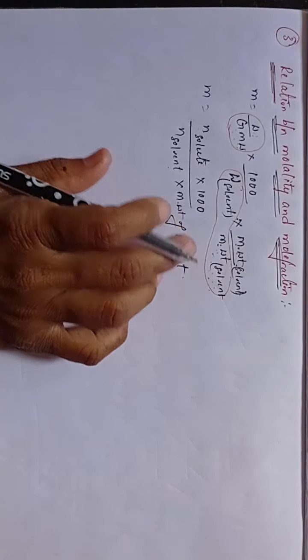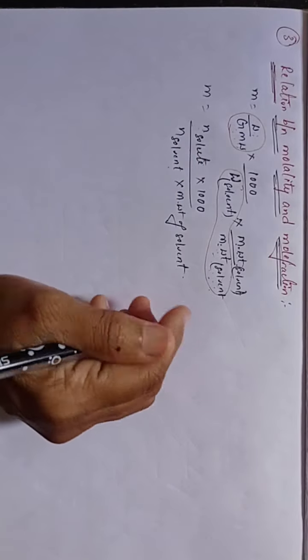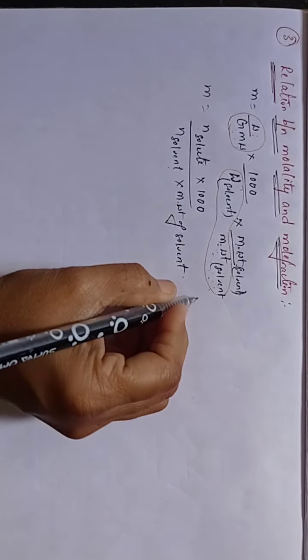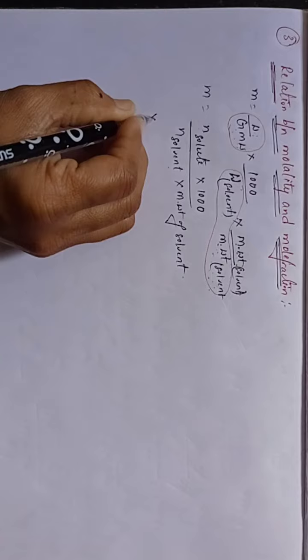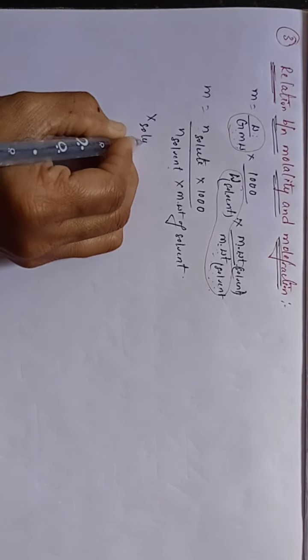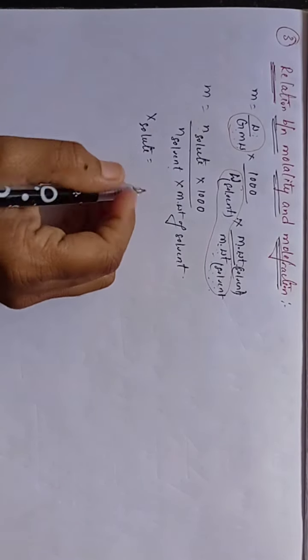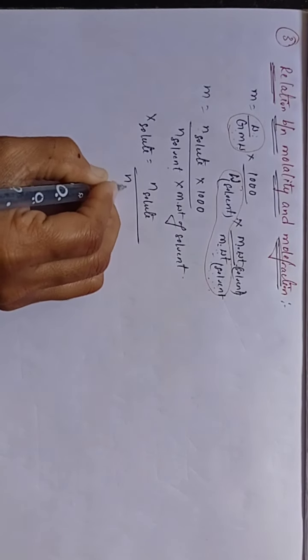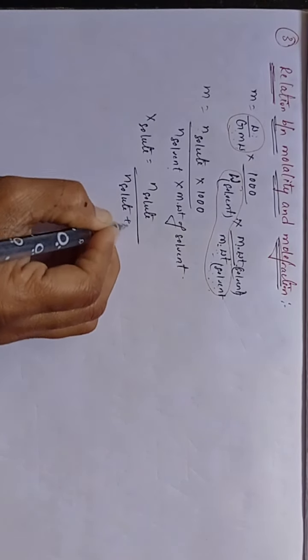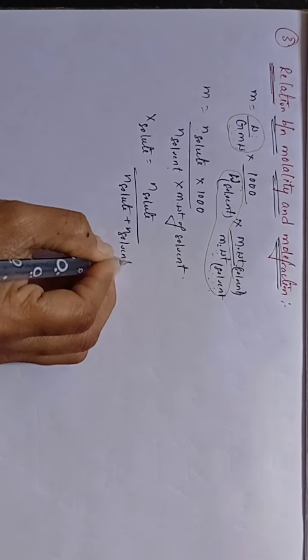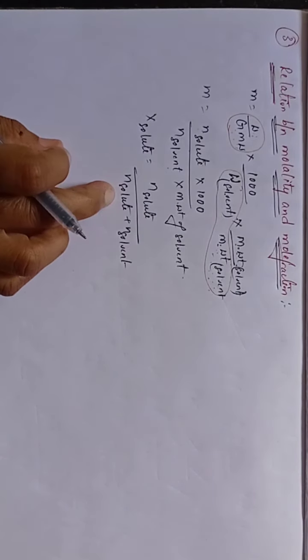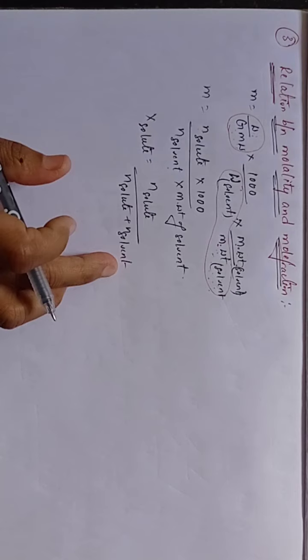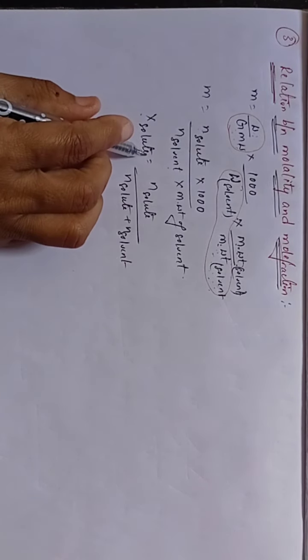I am taking first of all the mole fraction of the solute. What is the mole fraction of the solute, students? Mole fraction of the solute is number of moles of solute by total number of moles of solute and solvent, correct? This is the formula: number of moles of solute by number of moles of solute plus number of moles of solvent, correct? This is the mole fraction of the solute.